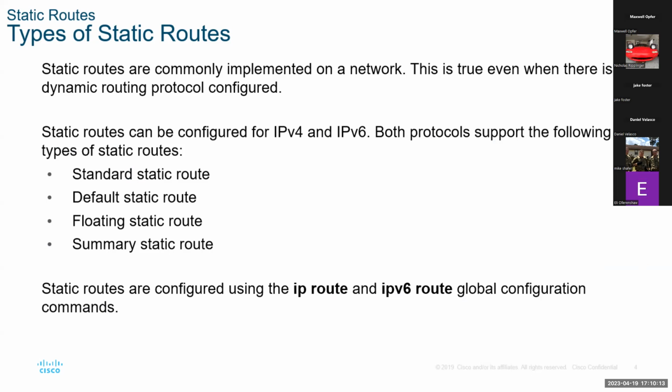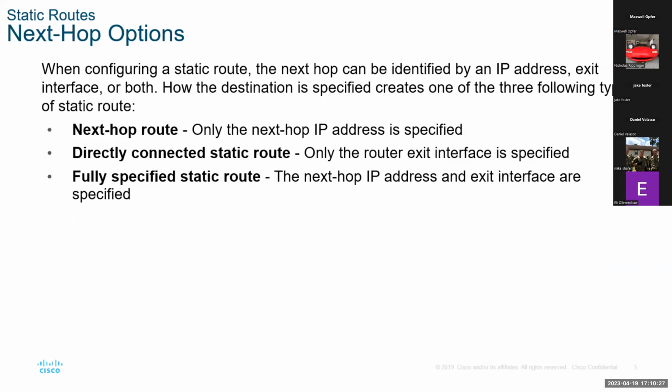Both protocols support the following types of static routes: standard, default, floating, and summary. Static routes are configured using the IP route and IPv6 route global configuration commands. When configuring a static route, the next hop can be identified by an IP address, exit interface, or both. How the destination is specified creates one of the three following types of static route.